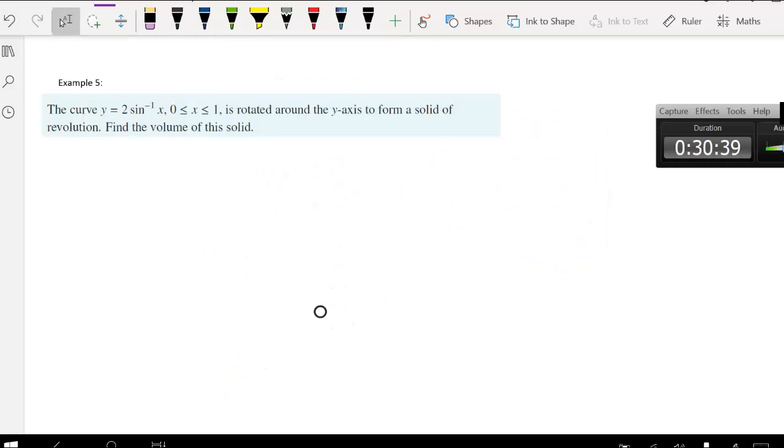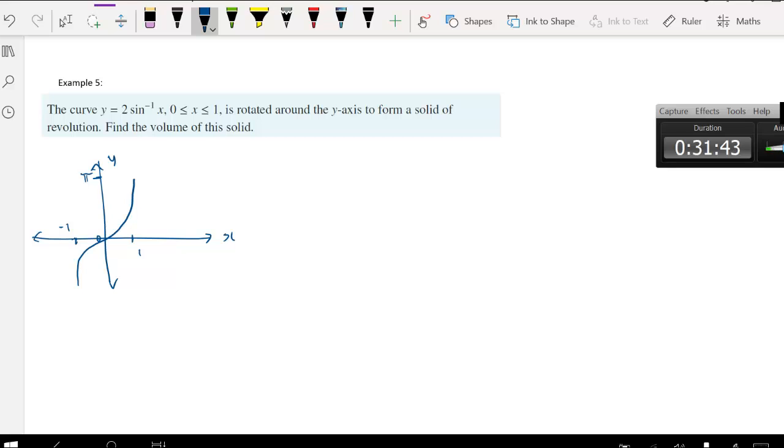Okay, so when we look at our final example, we're looking at the curve y equals 2 sine to the negative 1 of x, rotated about the y-axis to form a solid. So we know what an arcsine function looks like. Our arcsine function looks like that between negative 1 and 1, and in this case it's between 0 and pi on 2 times 2, so that is pi here.